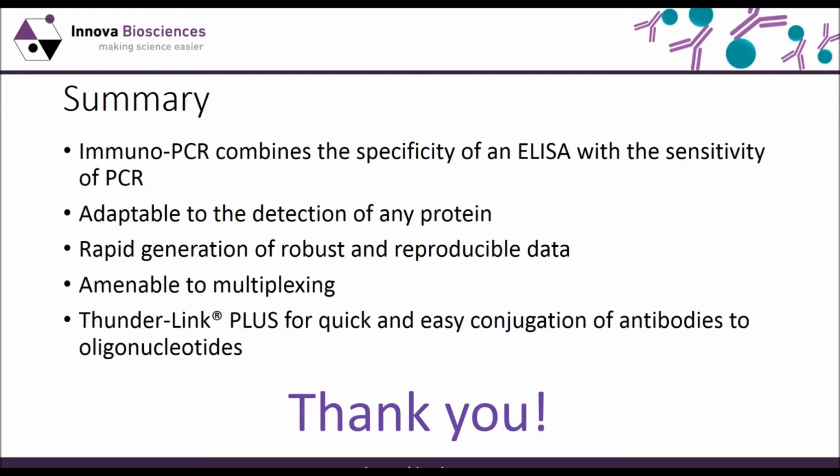Although Immuno-PCR isn't yet the number one go-to method of immunodetection, it's rapidly grown in popularity. The number of publications citing its use is growing steadily. Our ThunderLink Plus technology enables the conjugation of an antibody to an oligo in just a few simple steps, making Immuno-PCR considerably more accessible to the wider scientific community.